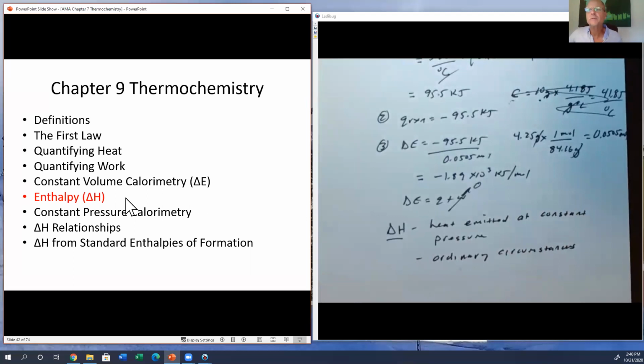So there's a little bit of a difference between delta E and delta H. Delta E we measure in a bomb calorimeter. Delta H we measure in what's often called a coffee cup calorimeter. This one's under constant volume. This one's under constant pressure, okay? This is the value that is more useful in terms of how much heat is given off by a chemical reaction under normal conditions. This is more important from a theoretical point of view, okay?